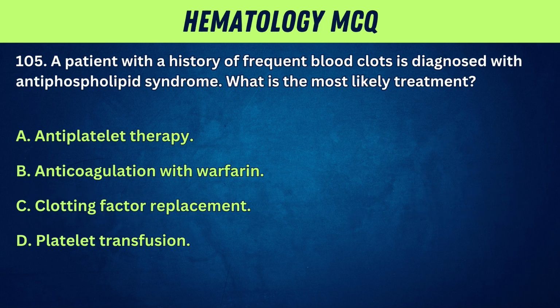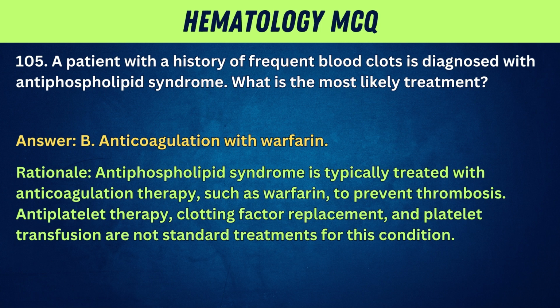105. A patient with a history of frequent blood clots is diagnosed with antiphospholipid syndrome. What is the most likely treatment? A. Antiplatelet therapy. B. Anticoagulation with warfarin. C. Clotting factor replacement. D. Platelet transfusion. Answer: B. Anticoagulation with warfarin.